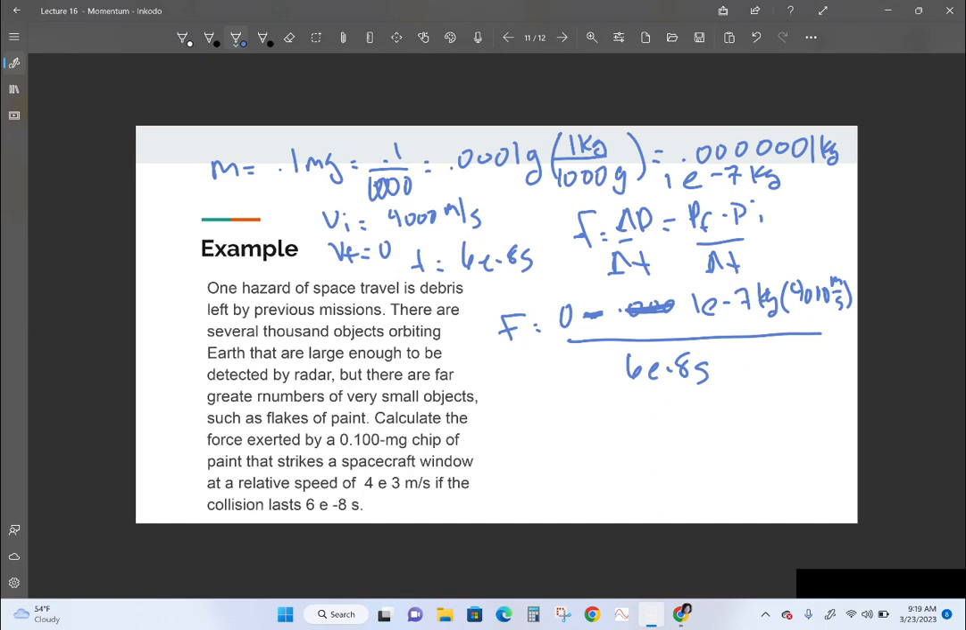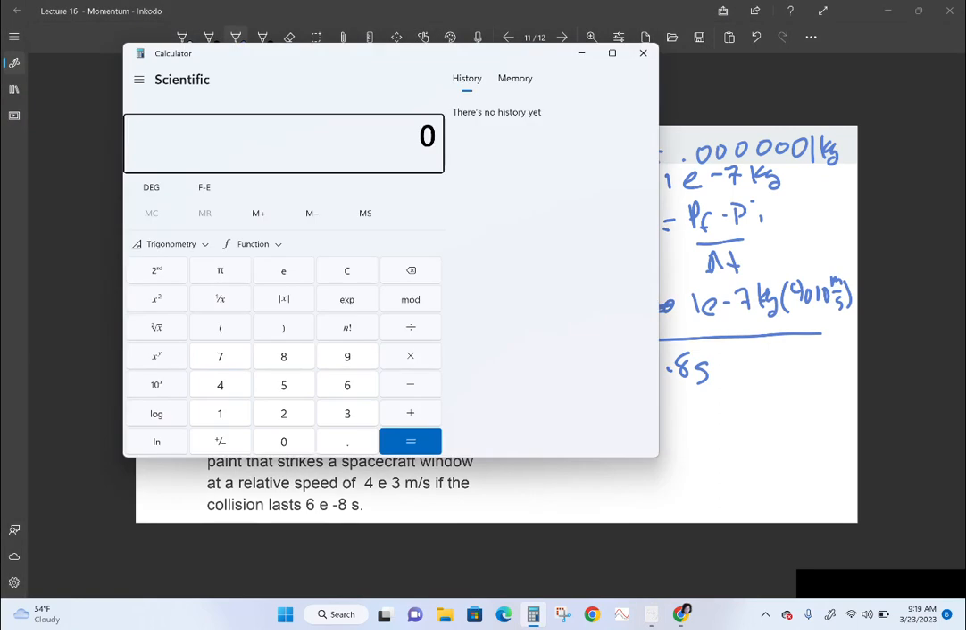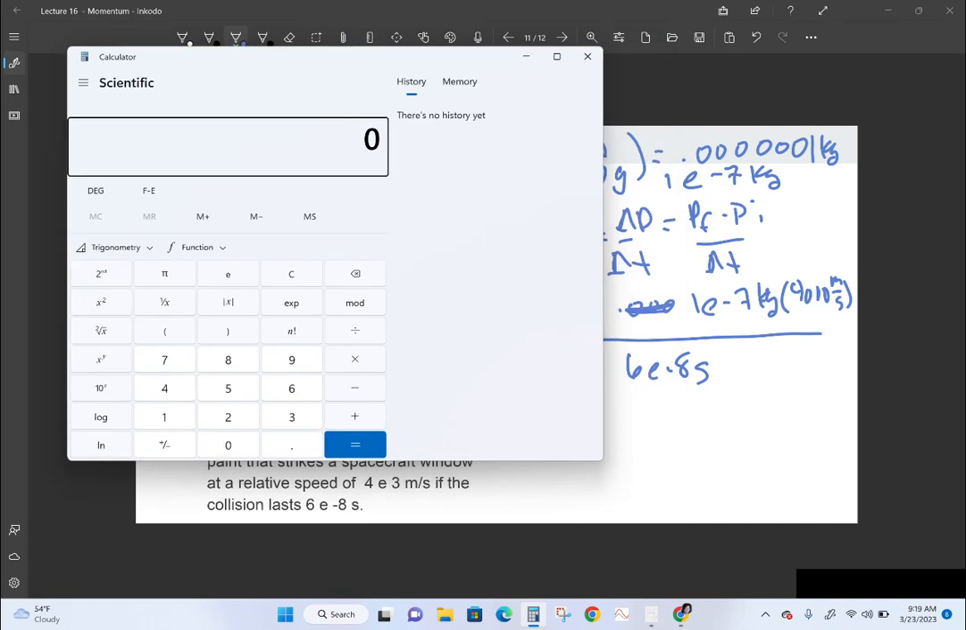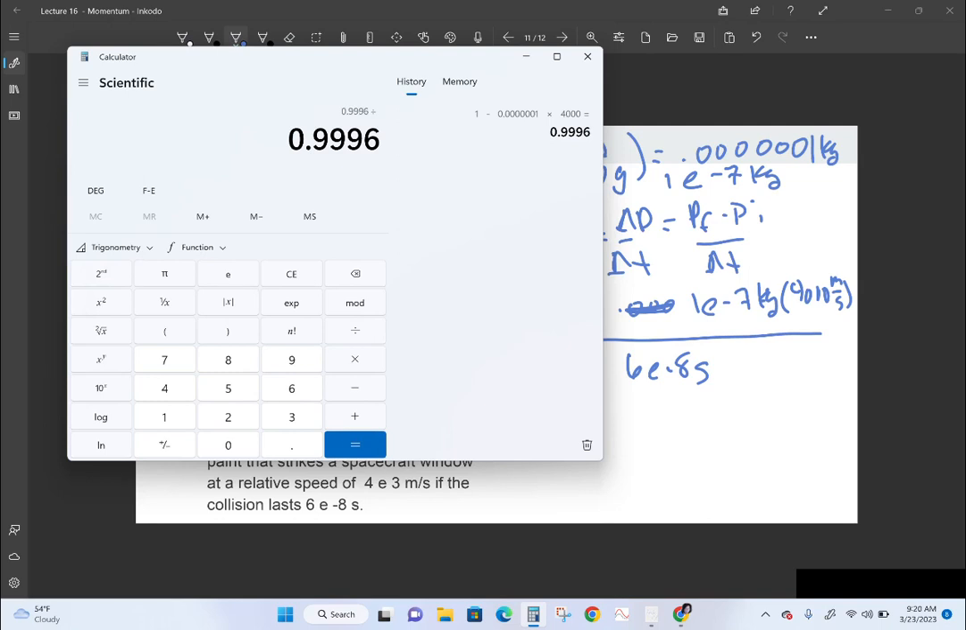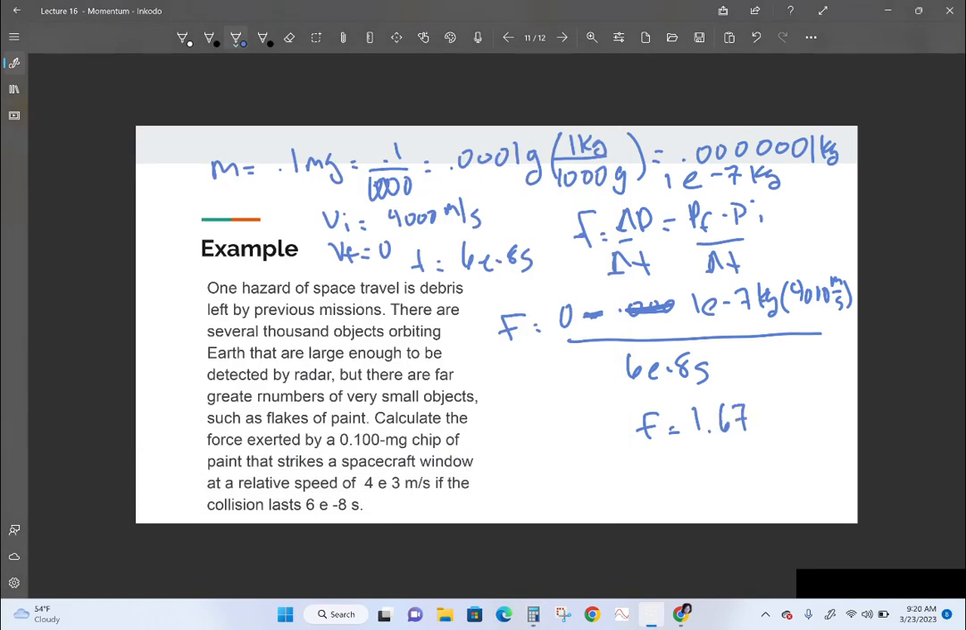So let's do this. We're going to have to make sure we're using our exponents correctly. So I'm going to put in 1, exponent, negative 7, times 4,000, equals, divided by 6, exponent, negative 8, equals. And that's going to give me a force of 1.67 times 10 to the 7, 1.67e to the 7 newtons.